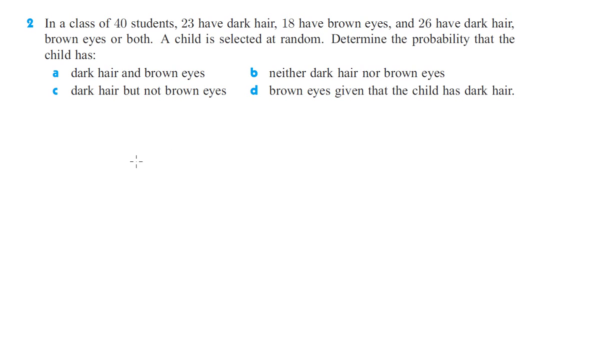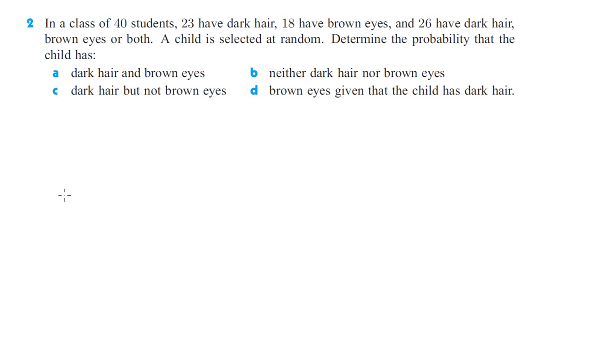All right, so the first one we have is number 2. In a class of 40 students, 23 have dark hair, 18 have brown eyes, and 26 have dark hair, brown eyes, or both. A child is selected at random. Determine the probability the child has, and we've got all these different ones to figure out.